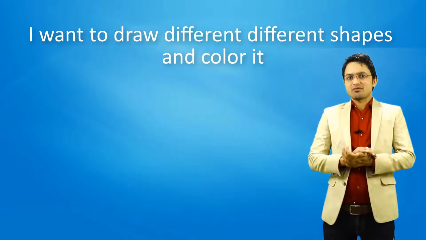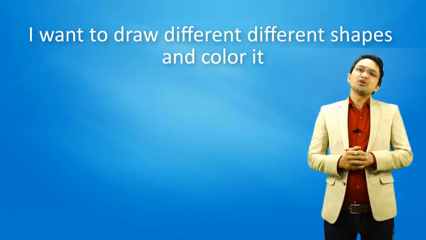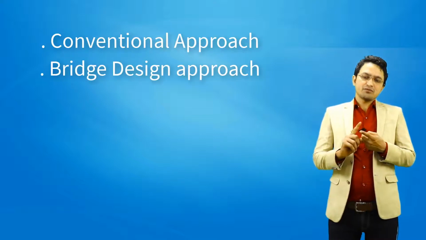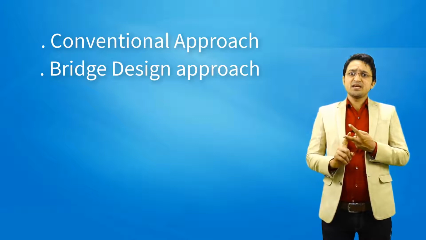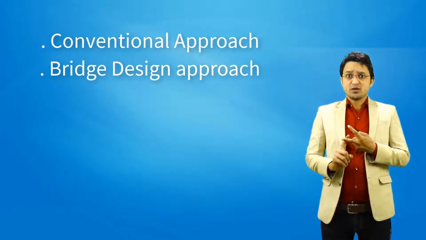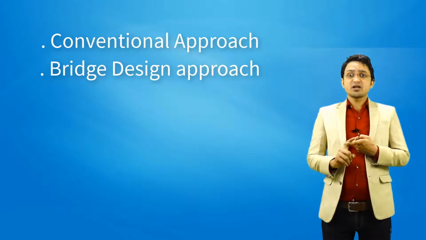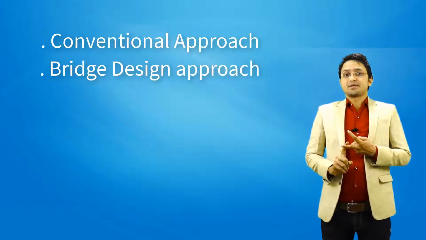So before I start today's session, I would like to discuss my requirement. So what is my requirement? I want to draw shapes and I want to color them. So how can I do it? I can achieve it with the help of two approaches. The first is our conventional model. The second is using the bridge design pattern. So let's discuss one by one. First, I will discuss the conventional model, and then I will jump to the bridge design pattern.